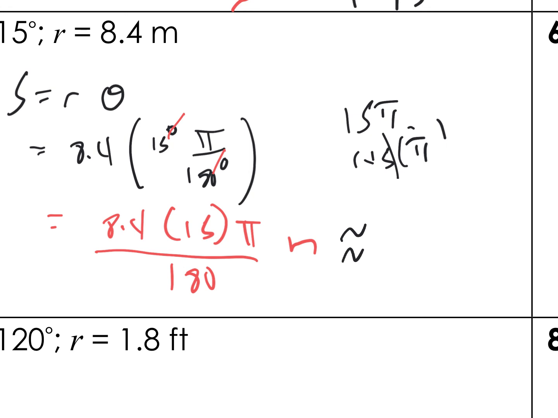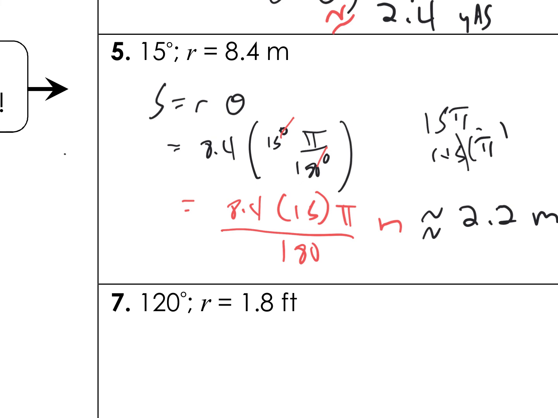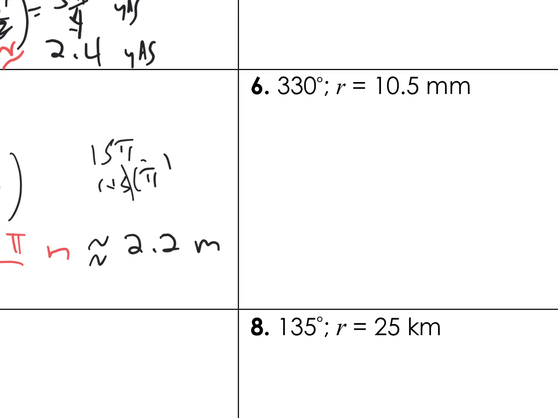So what do you get, Hema? 2.199? That'd be 2.2 meters. That was exciting. So this is supposed to be a lot harder because the problem was given in degrees. It wasn't that much harder, but it is for some people.